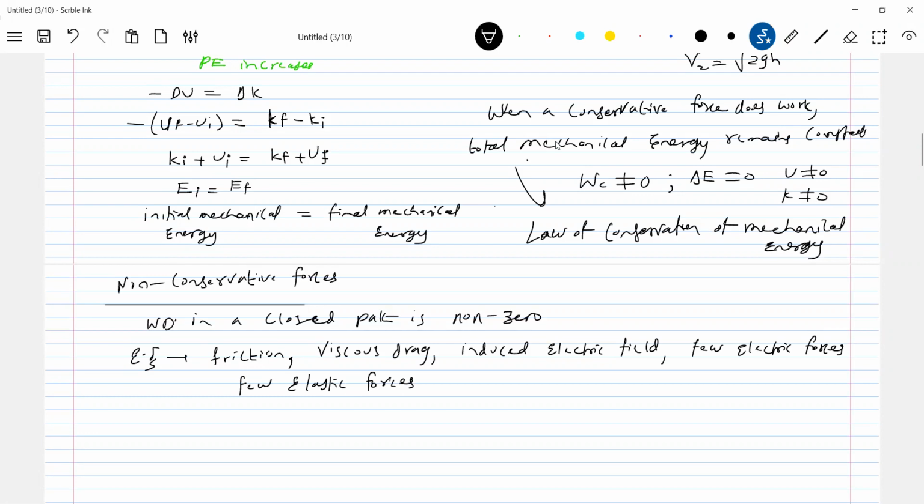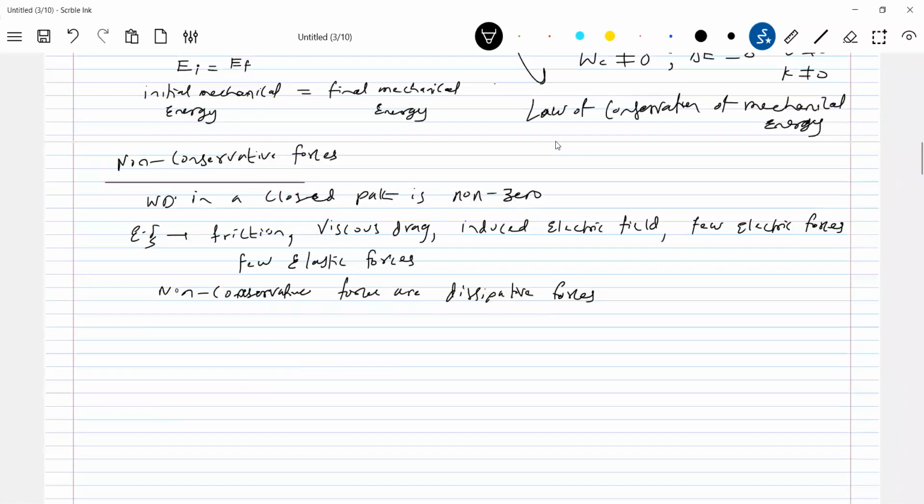What do you mean by that? All these are dissipative forces. So non-conservative forces are dissipative forces. So let's do one thing. I'll give one small example.